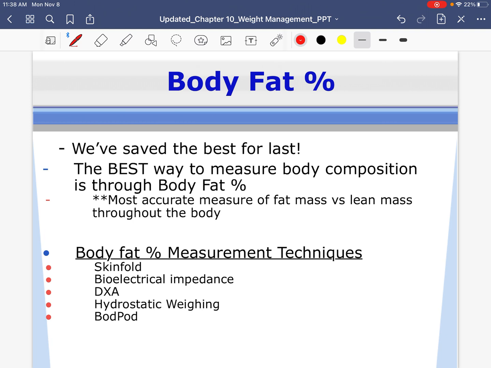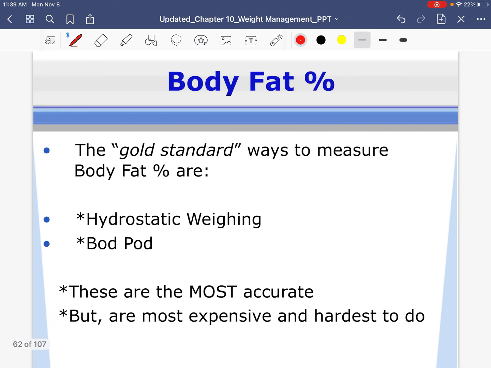Now remember, the previous ones did not measure body fat percentage. They were maybe a way to measure overall health in some way, but here we're talking about actually measuring body fat percentage, identifying fat mass versus lean mass.